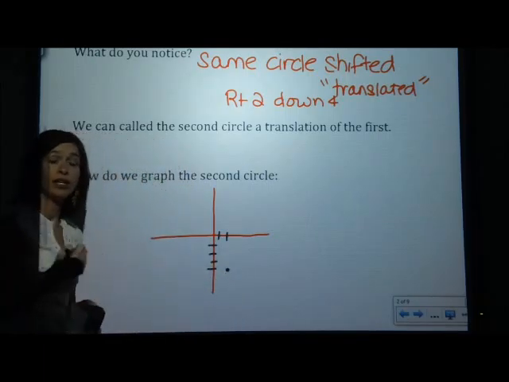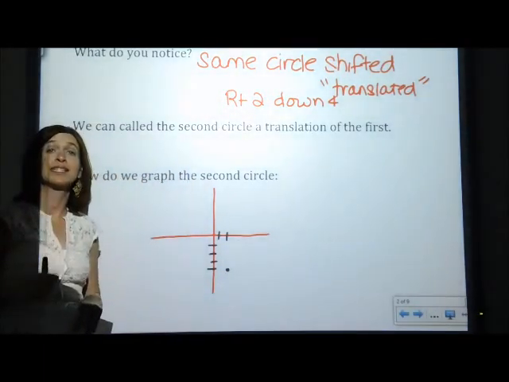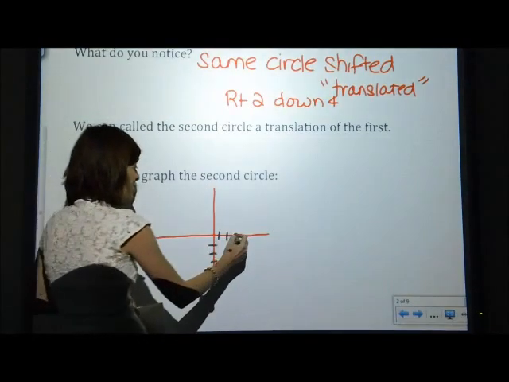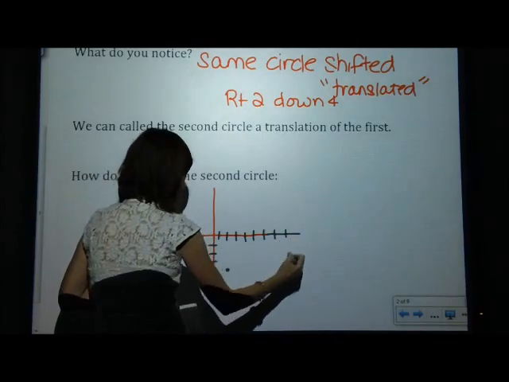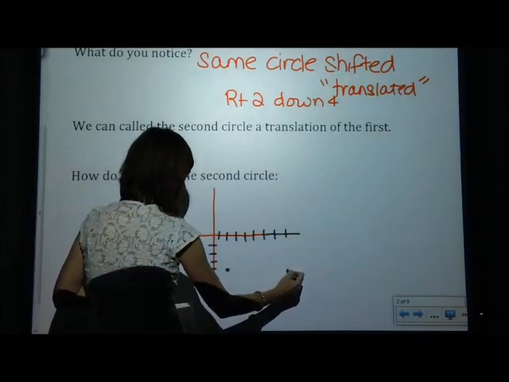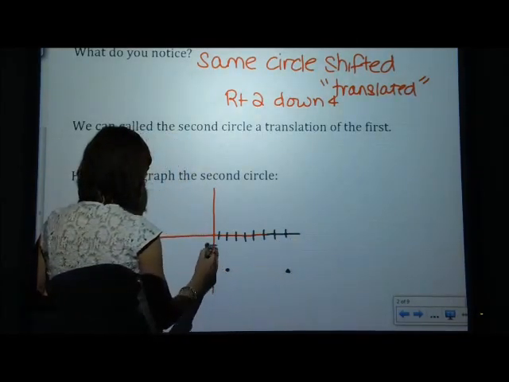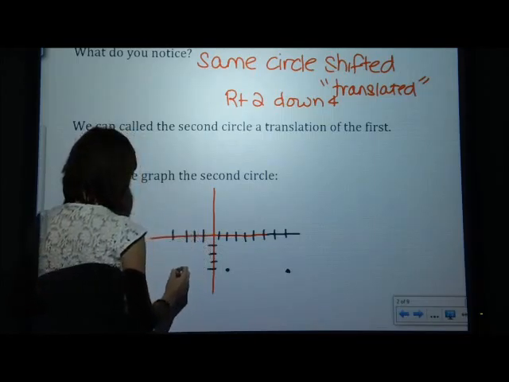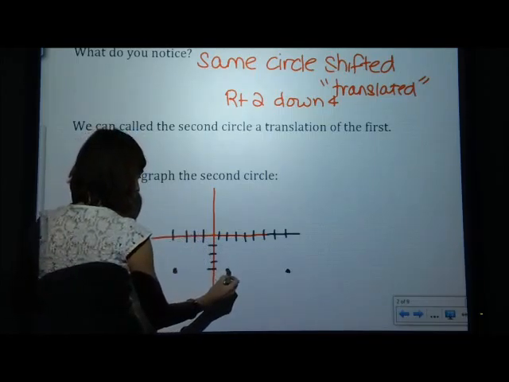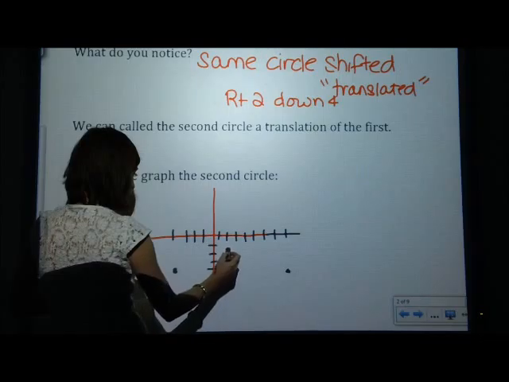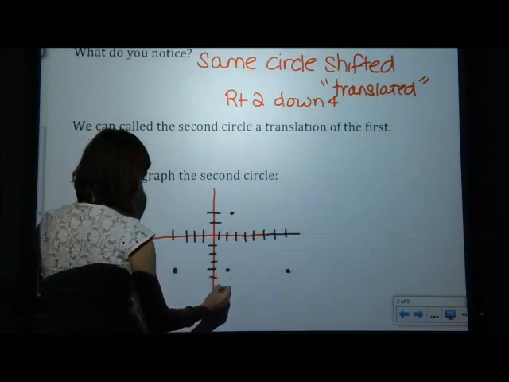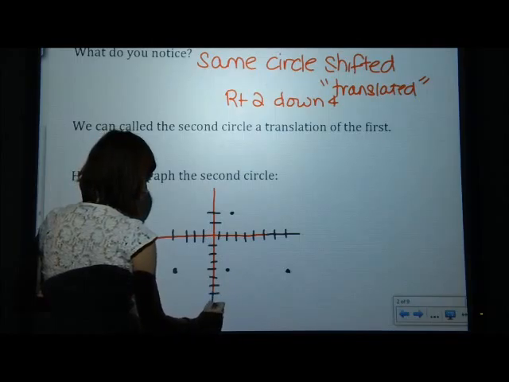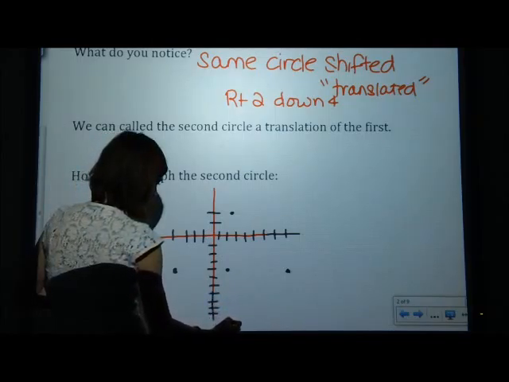Then you're going to use your radius, and you're going to go 6 up, 6 down, 6 to the right, 6 to the left. So 1, 2, 3, 4, 5, 6. And I'm going to go down to that same point. And then I'm going to go 1, 2, 3, 4, 5, 6. And then I'm going to go up 6. So 1, 2, 3, 4, 5, 6. And then I'm going to go down 6. 1, 2, 3, 4, 5, 6.